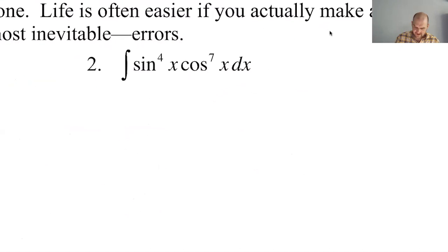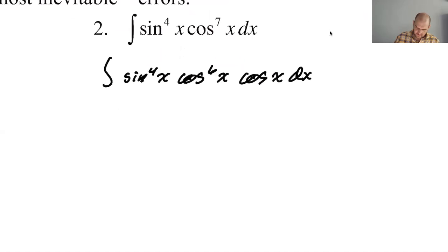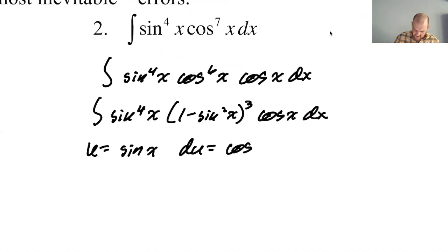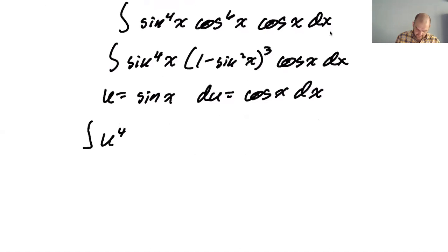All right, I see I have an even sine but an odd cosine. Save one cosine. Sine to the 4th, cosine to the 6th. Oh man, this is going to be... All right, so sine to the 4th. This is going to be 1 minus sine squared cubed, right? Because it's cosine squared cubed. And then cosine dx, u equals sine. You basically have to. Then du. I mean, you don't have to, but you're not cubing that out without a substitution, I hope. I got u to the 4th, 1 minus u squared cubed du.